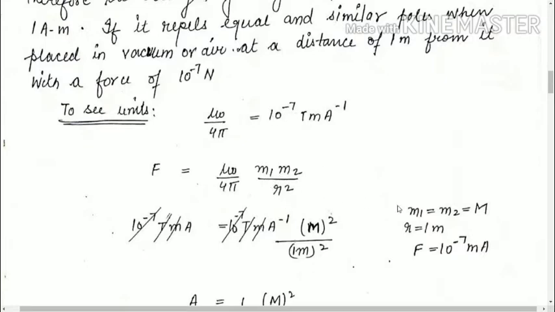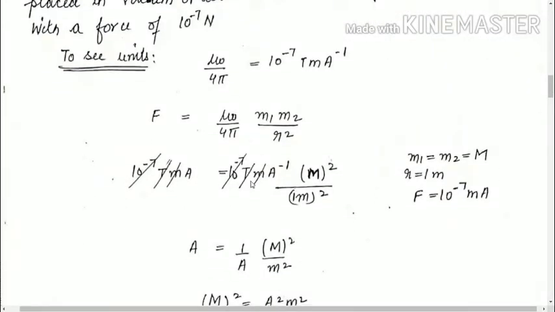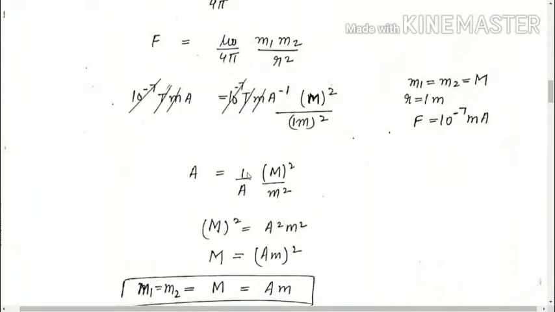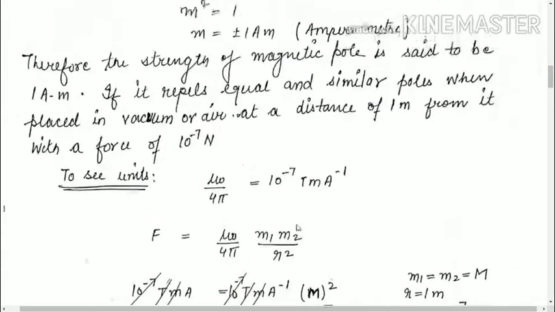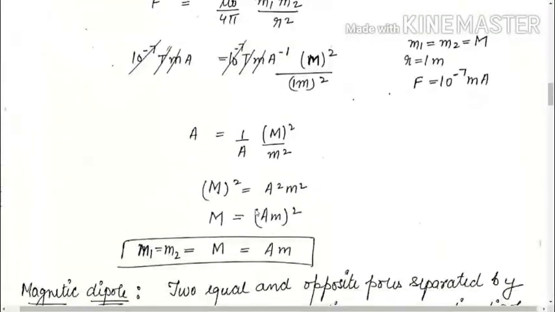M1 and M2 both are equal to capital M here, because if I take the small m, you may be confused with the meter. Here capital M is the pole strength, so let it be capital M square divided by 1 meter square. Now the terms are cancelling out and we are arriving at A is equal to 1 by A, that is ampere, is equal to 1 by ampere, pole strength square divided by meter square. So here pole strength square becomes A square meter square, that is ampere meter coming as a unit here. That is why I am writing here as 1 ampere meter. So that is how the units come.